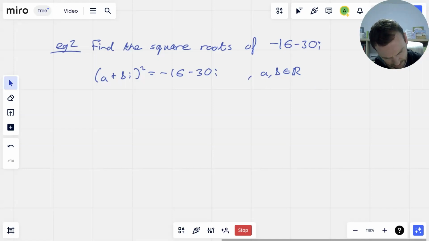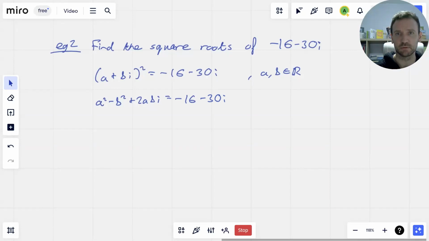Now let's go through and expand the left-hand side. We'll get a squared. We'll get b squared i squared, which is going to be the same as negative b squared, and then we'll get 2abi, and we want that to be equal to negative 16 subtract 30i. Now, if these two sides are equal, then the real parts on each side must be equal, and the imaginary parts on each side must be equal.